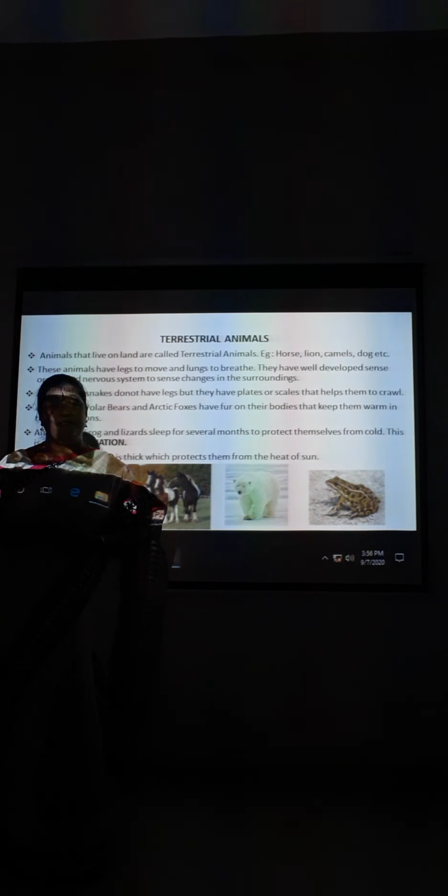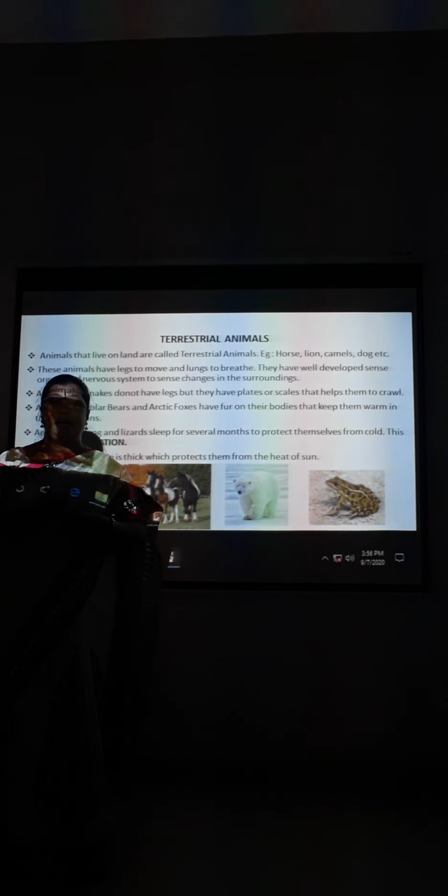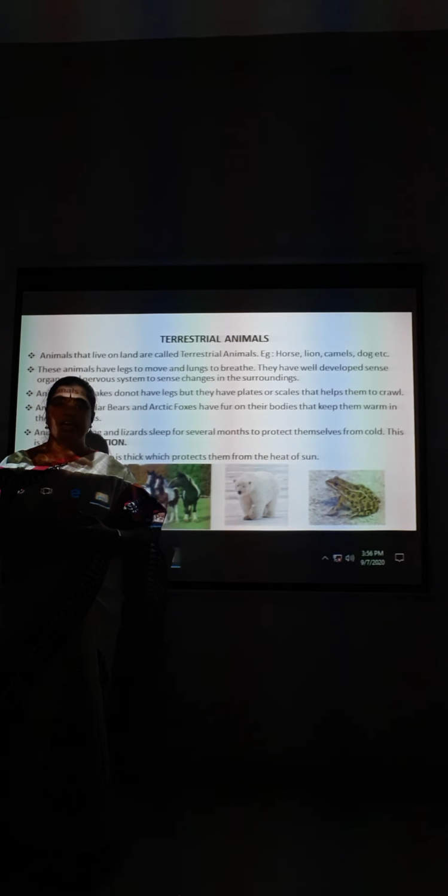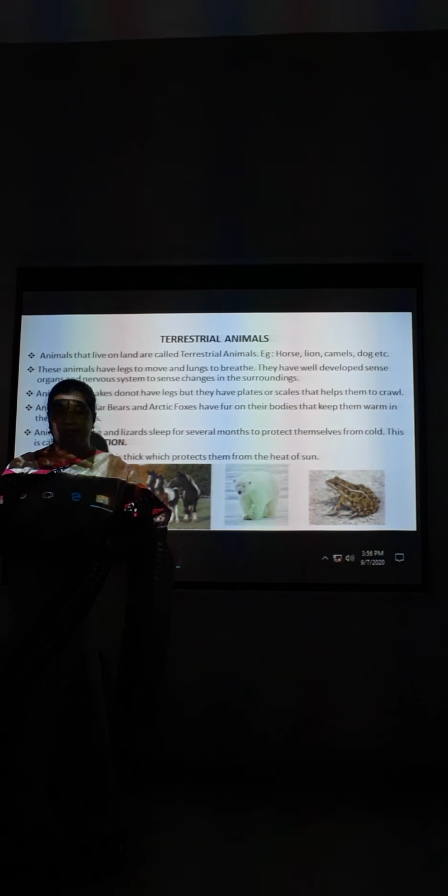But there also we have some animals living, like camel. So what happens to the camel skin? It is very thick. So this thick skin, what will happen? It will not allow more heat to enter into the body. It will protect the animal from heat. So by these adaptations, the animals are able to live on the land. And the animals that live on the land are called as terrestrial animals.